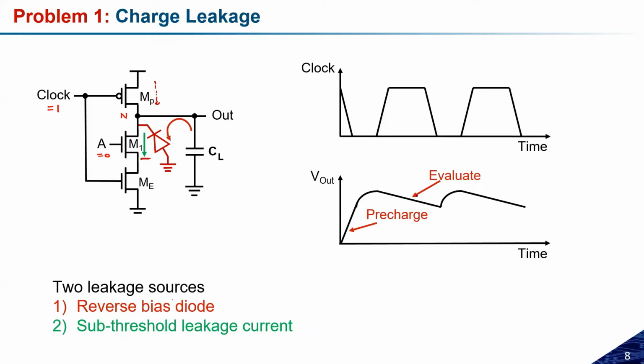But again, the important thing is the size of these transistors. If the size of M1 or the pull-down network is large enough, in that case the leakage current will be more as compared to MP.